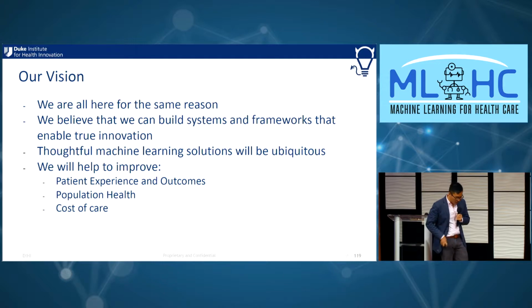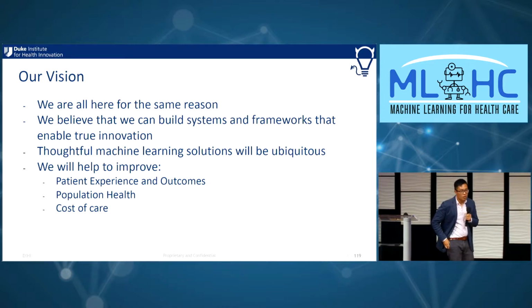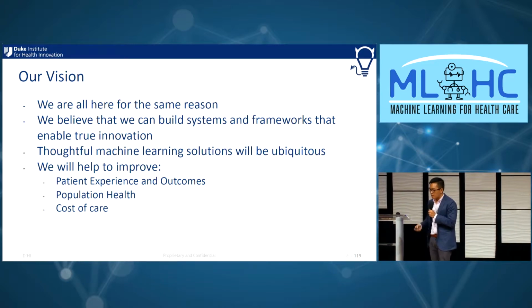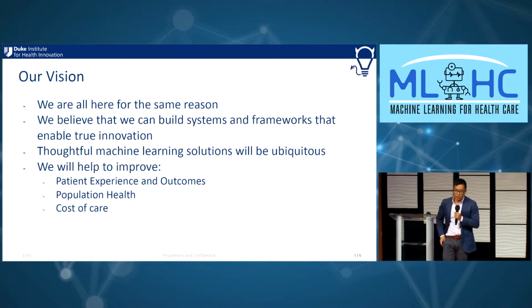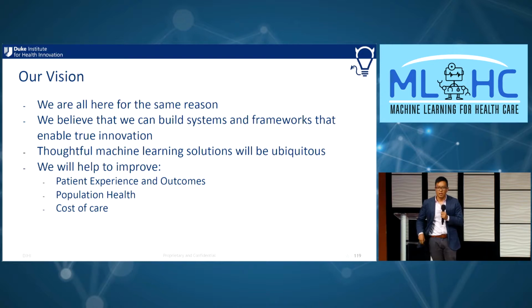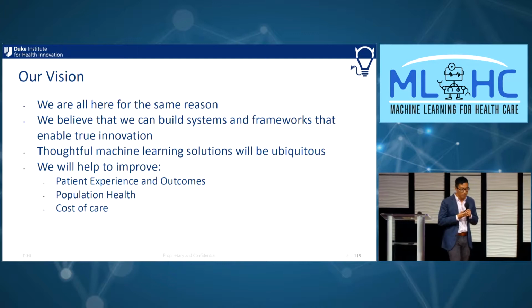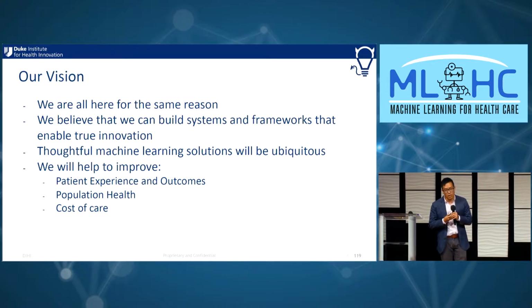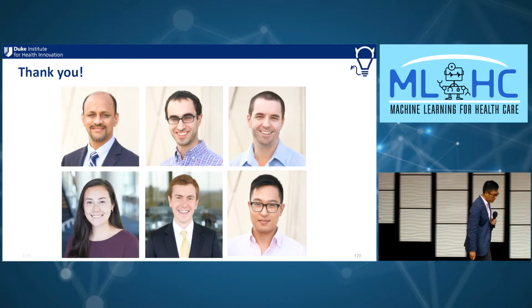So I'll just end with what our vision is. I think we're all here for the same reason. We all believe in the potential of machine learning in healthcare. We believe that we can build systems and frameworks that enable true innovation in this space. And ultimately, within 5 to 10 years, I hope, and I'm sure that you all hope, that thoughtful machine learning solutions will be ubiquitous throughout the United States and beyond. And that ultimately we can help achieve the triple aim of improving patient experience and outcomes, bettering the health of our populations, and lowering the total cost of care. Thank you.